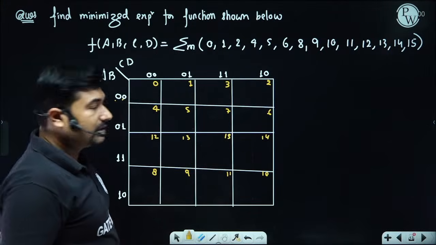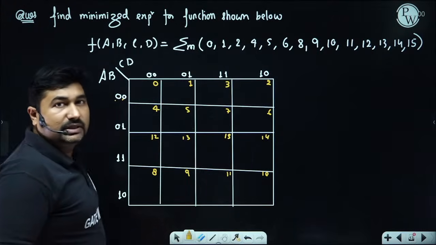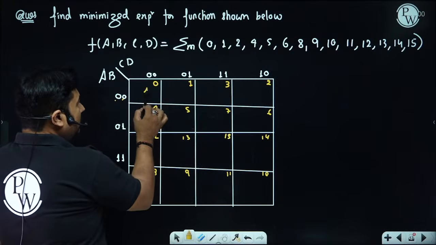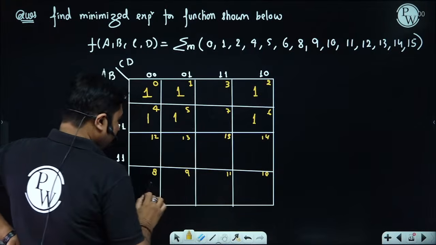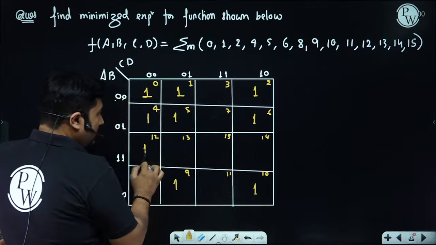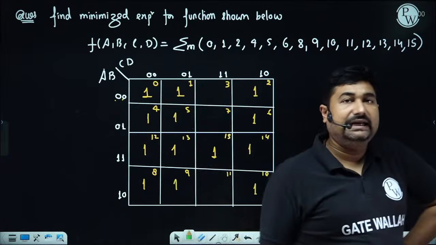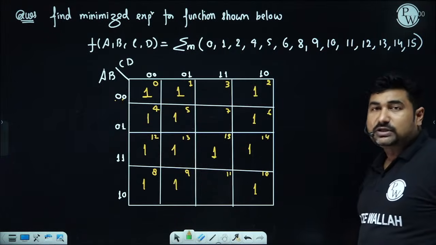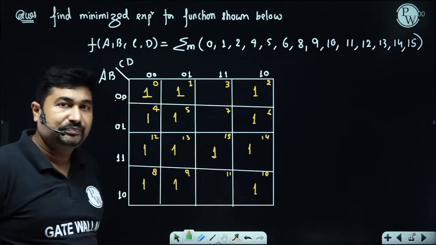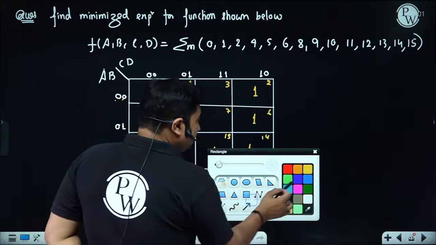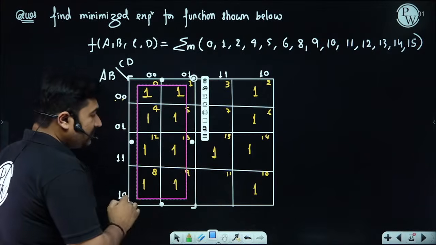What are the numbers where we are getting output logic 1? We are getting output logic 1 on 0, 1, 2, 4, 5, 6, 8, 9, 10, 12, 13, 14 and 15. First we have to observe whether any octet is possible. If an octet is possible, the first preference is given to an octet. Octet means 8 continuous subblocks are filled. So you can observe that 8 continuous subblocks are filled, and the first preference is given to an octet.